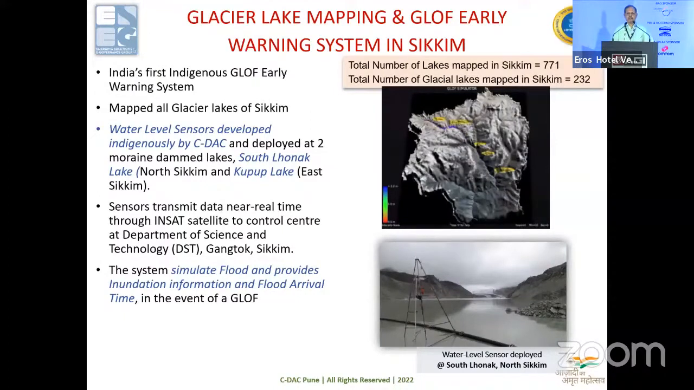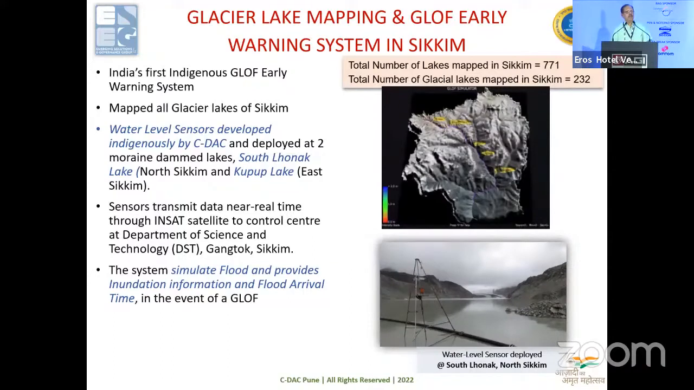So the idea is, with this sensor we are getting continuous water level information. If there is a sudden drop in the water level, then the system will get activated and the simulation will start. Then the simulation will give the inundation information and flood arrival time for downstream villages. This project also requires a lot of computer time.